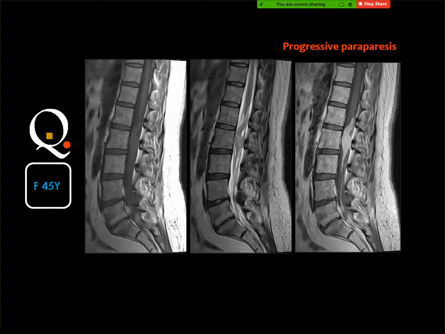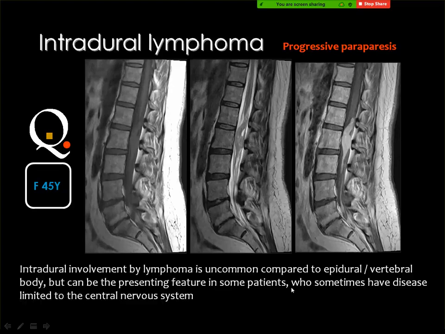Next case. Fatty change at L5-S1. Yes, this is T1, T2, and contrast. Ependymoma. Yes. And this is an intradural lesion, and we mentioned it many times before, but this lesion was diagnosed by biopsy to be an intradural lymphoma.